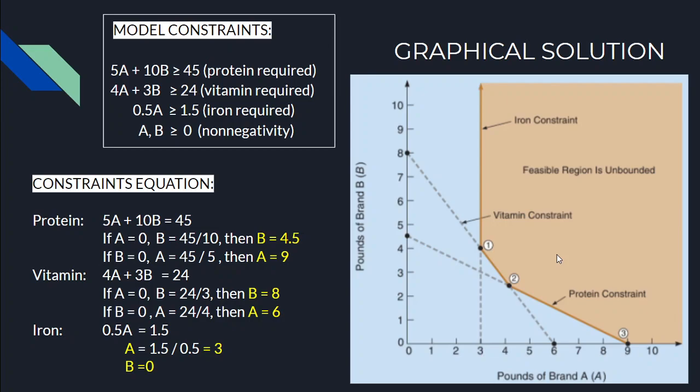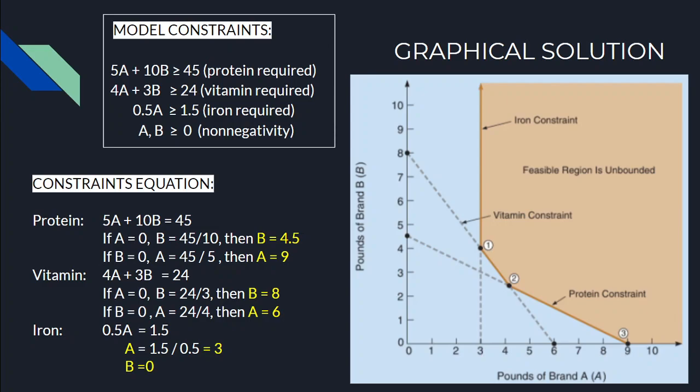Katulad dun sa ating ginawa sa maximization model, kailangan din nating i-determine yung feasible region. Okay? When we say feasible region, ito yung region kung saan any point there, nandun yung hinahanap nating objective. Kung maximization model tayo, ang hinahanap natin is yung point or combination na magbibigay sa atin ng maximized profit. Pero dito ngayon, sa ating topic na minimization, ang hinahanap natin ngayon is yung minimized cost.